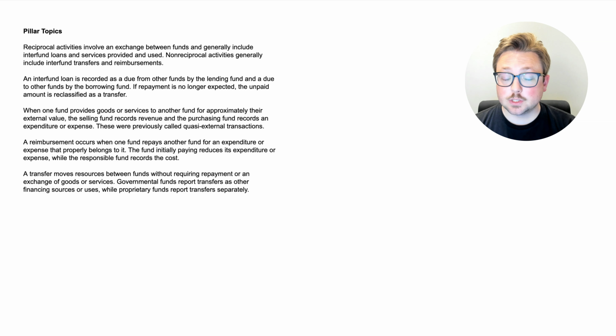When one fund provides goods or services to another fund for approximately their external value, the selling fund records revenue and the purchasing fund records an expenditure or expense. These were previously called quasi-external transactions, just in case you see that somewhere. Next, a reimbursement occurs when one fund repays another fund for an expenditure or expense that properly belongs to it. The fund initially paying reduces its expenditure or expense, while the responsible fund records the cost. Finally, a transfer moves resources between funds without requiring repayment or an exchange of goods or services. Governmental funds report transfers as other financing sources or uses, while proprietary funds report transfers separately.